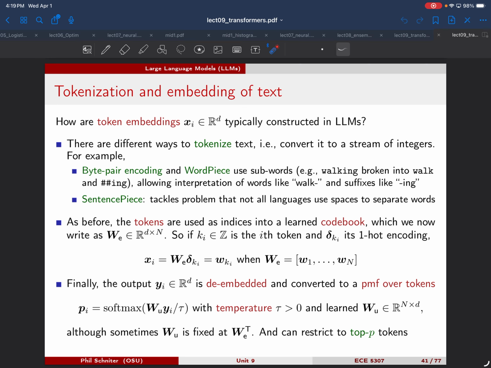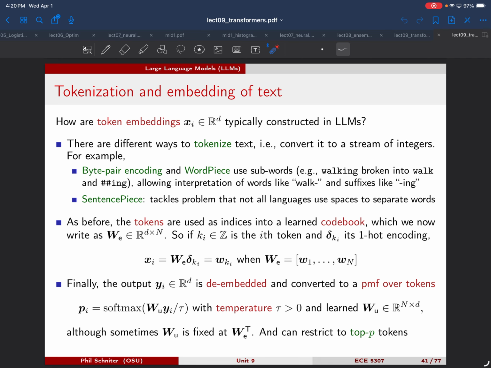The initial x_i is further processed by the transformer. Once you do the transformer processing and you end up with outputs like y_i, you de-embed them by multiplying by some matrix W_U with dimensions n by d. That converts the d-dimensional embedding to a vector of length n. You can put in a temperature there as well to scale it, and then the softmax converts that into a PMF. Then you can draw from that PMF for generation.